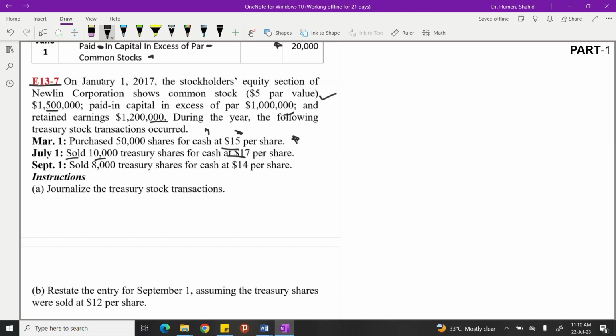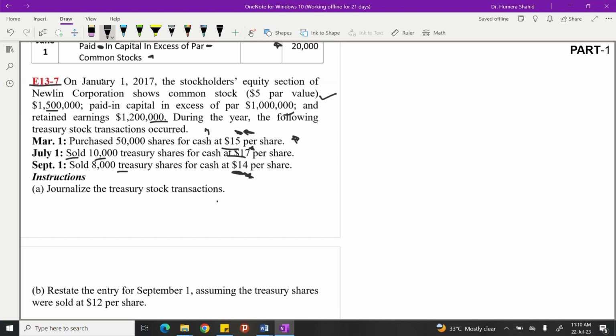Then July 1st, sold 10,000 treasury shares for cash at $17. What was the cost? $15. What is the issue price? $17. So it is an above cost case. September 1st, sold 8,000 shares of treasury stock for cash at $14 per share. What was the cost? 15. What is the issue price? 14. So it's a below cost case. To analyze the treasury stock transactions, we will do this, then we will come back to part B.